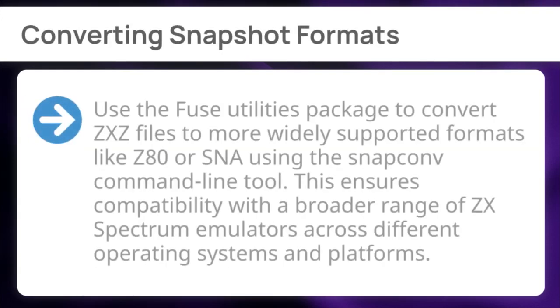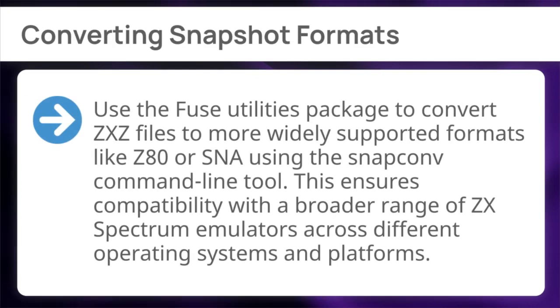Next, converting snapshot formats. Use the Fuse Utilities package to convert ZXZ files to more widely supported formats, like Z80 or SNA, using the snapconf command line tool. This ensures compatibility with a broader range of ZX Spectrum emulators across different operating systems and platforms.